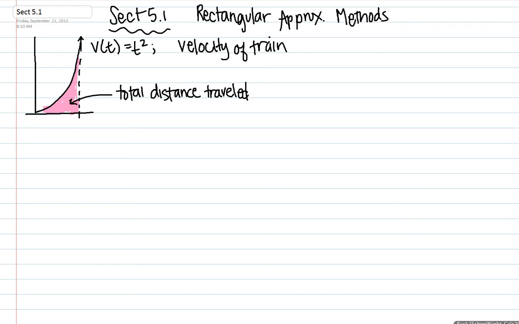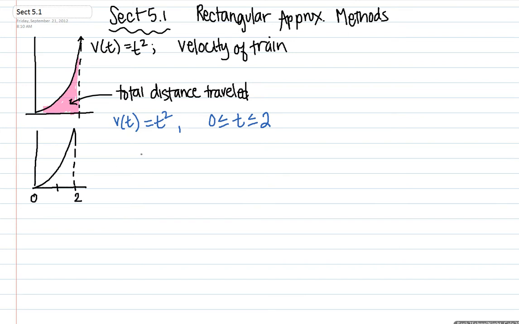Okay, so since we have a function, v of t equals t squared, let's just say I want to restrict this between 0 and 2. So just within the first 2 hours that the train has traveled, what would be the total distance traveled? Okay, so we're going to first experiment and take a look at this by doing what we call a left-hand approximation method. So we're going to break this from 0 to 2. This is going to be LRAM, or left-hand rectangular approximation method.